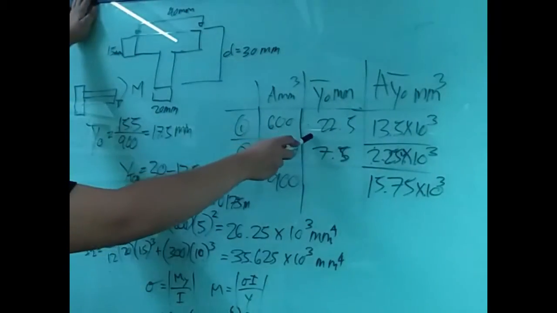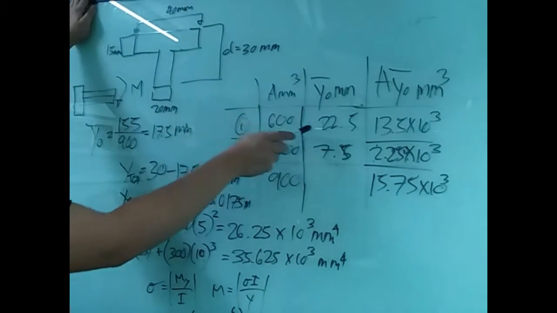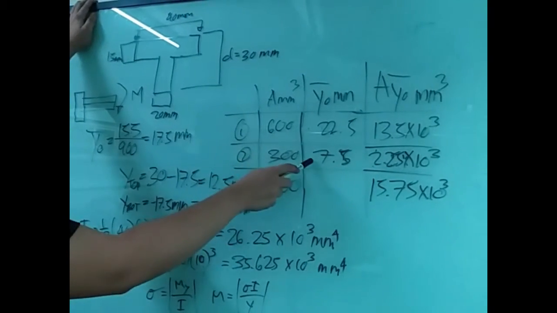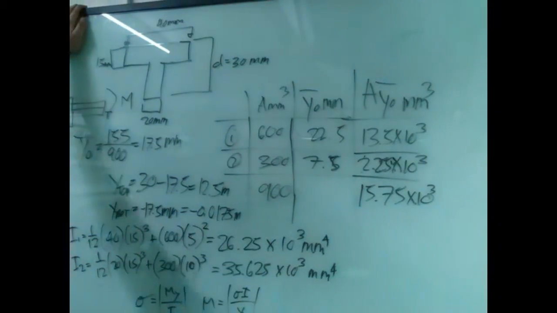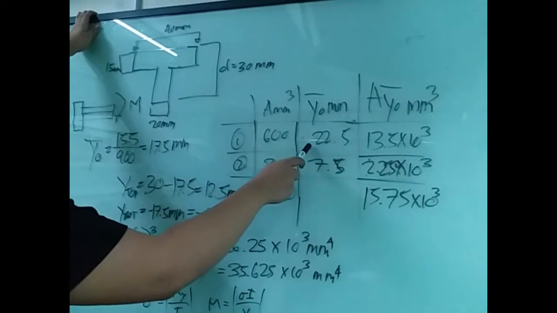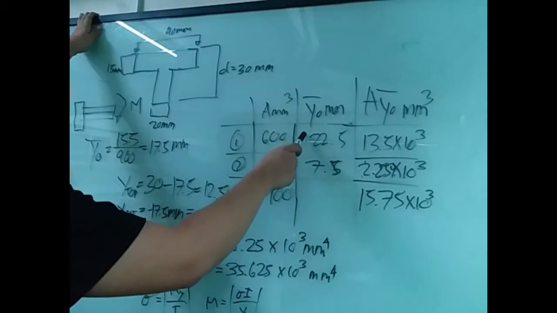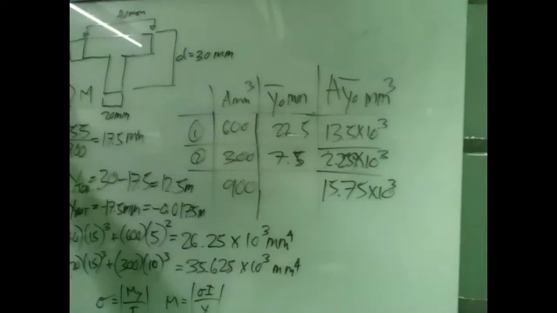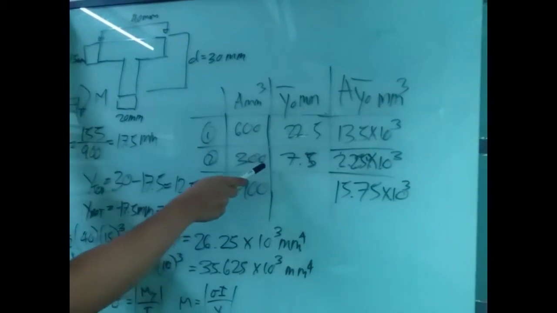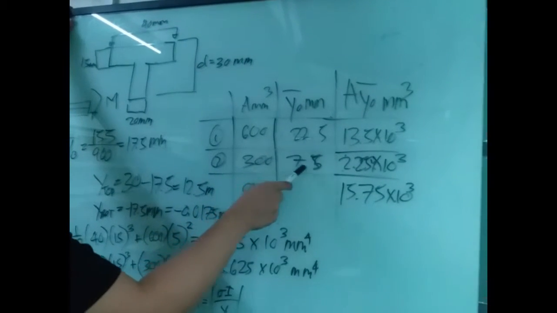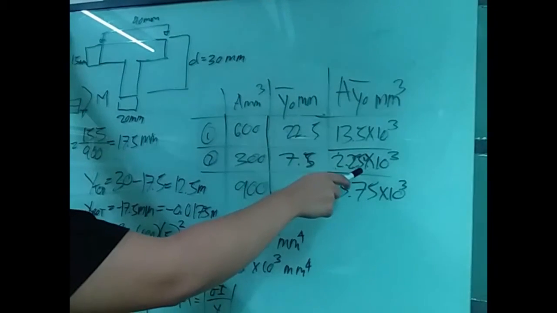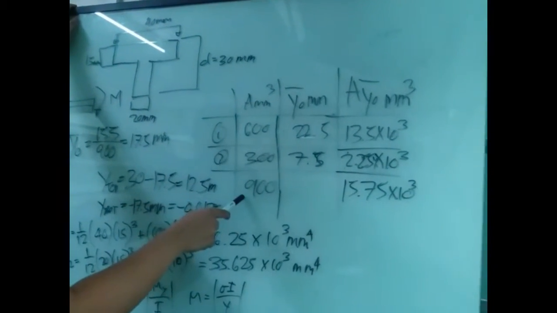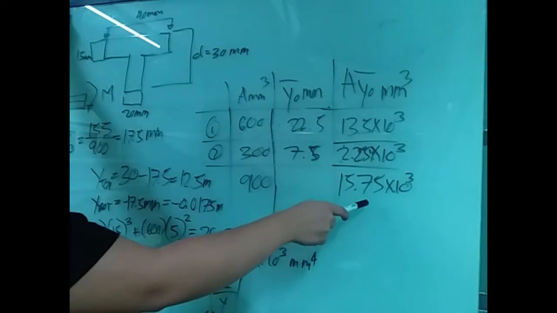So we need to get the height of the y bar. Half of this is 20. For area 1 the centroid height is 22.5 and for area 2 it is 7.5. So we multiply the area and the height. We get 13.5 times 10 raised to the cube. And 300 times 7.5 is equal to 2.25 times 10 raised to cube. So we find the total, 15.75.